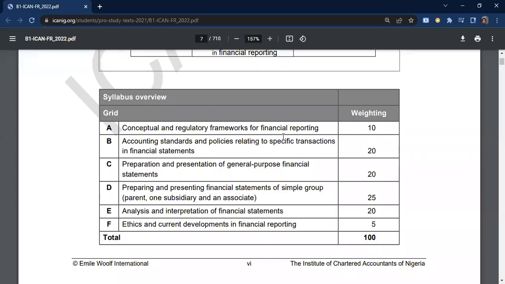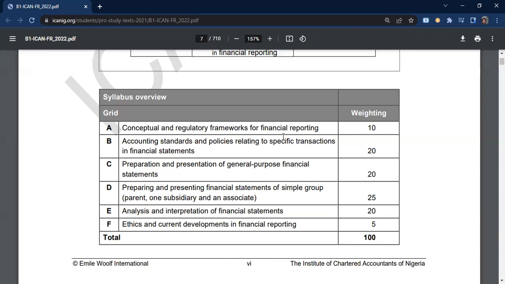Then we'll also be talking about some concepts that we call capital maintenance. We have financial capital maintenance, and we also have physical capital maintenance. So what is capital maintenance? What are the users of financial statements? We'll also be looking at the regulatory bodies.